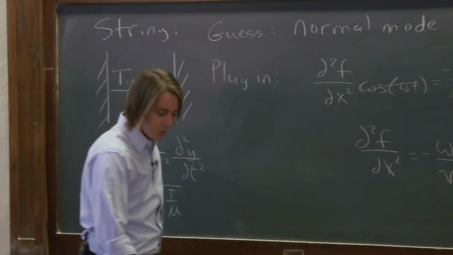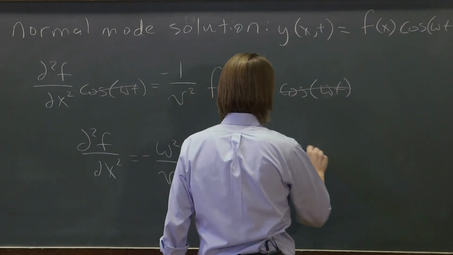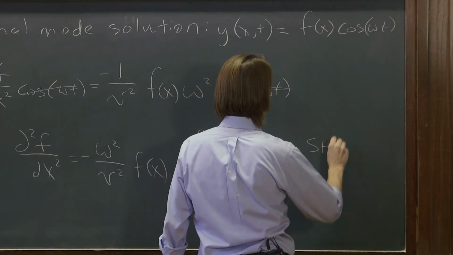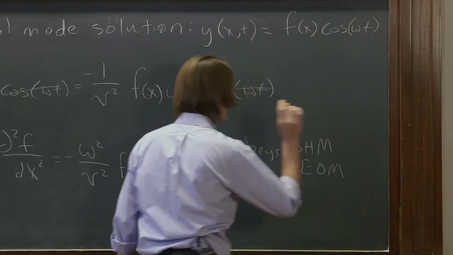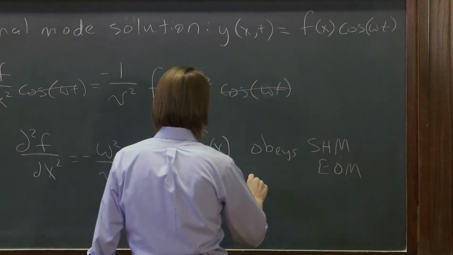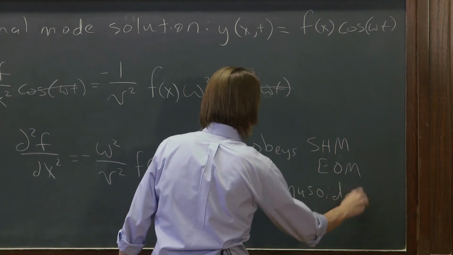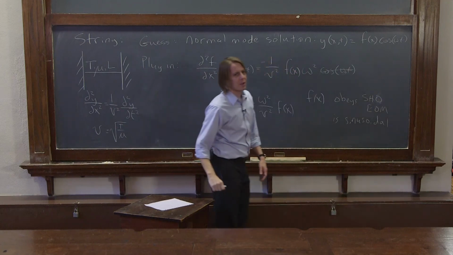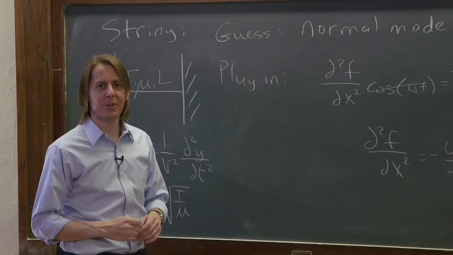Right? So f of x obeys the simple harmonic oscillator, or the simple harmonic motion equation of motion. You know what I mean. It's that f of x is sinusoidal. Simple harmonic oscillator equation of motion. So it's sinusoidal. So we'll move on to the next board and think about that guess.